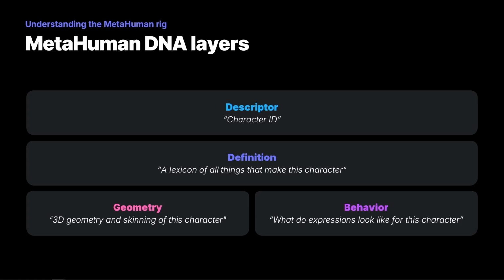Geometry and behavior come next. Geometry contains data about mesh points, skinning, and corrective blend shapes. Finally, behavior is what makes a character unique. As the name suggests, it describes how our MetaHuman behaves when animated. So let's dive deeper into the specifics of each layer and also look at some code examples to start extracting data.